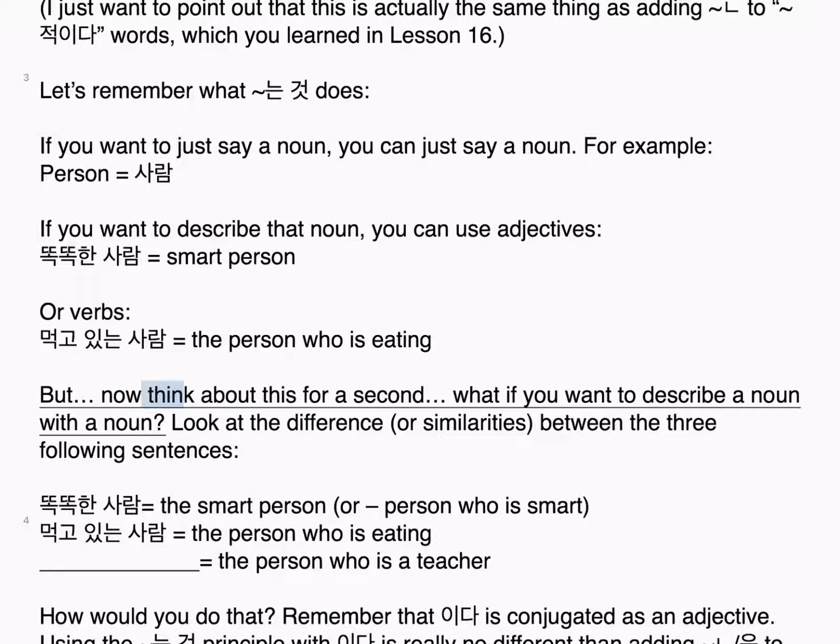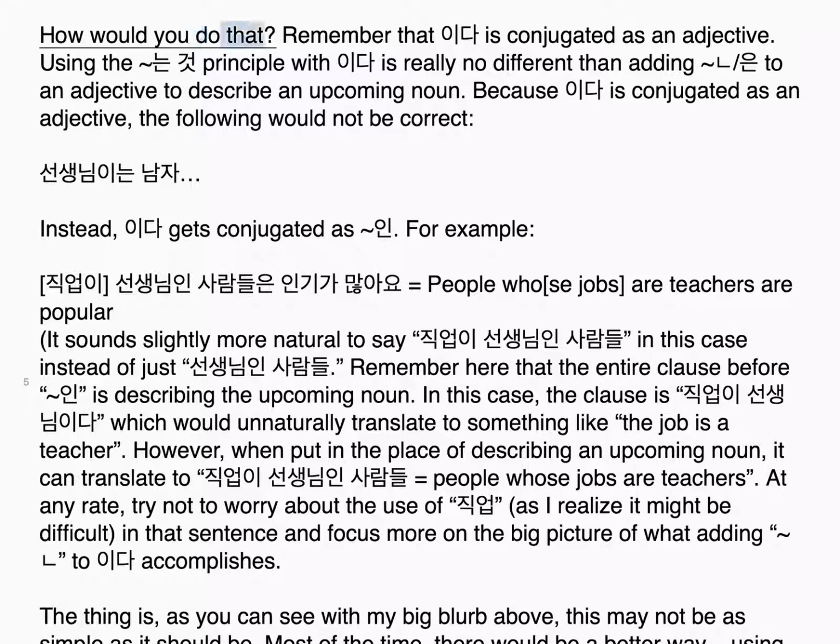But now think about this for a second. What if you want to describe a noun with a noun? Look at the difference or similarities between the three following sentences. 똑똑한 사람 equals the smart person or person who is smart. 먹고 있는 사람 equals the person who is eating. And the person who is a teacher. How would you do that?